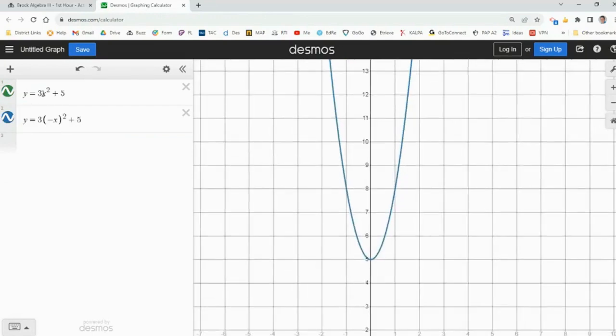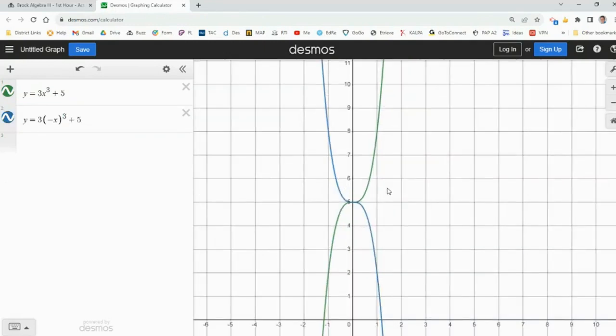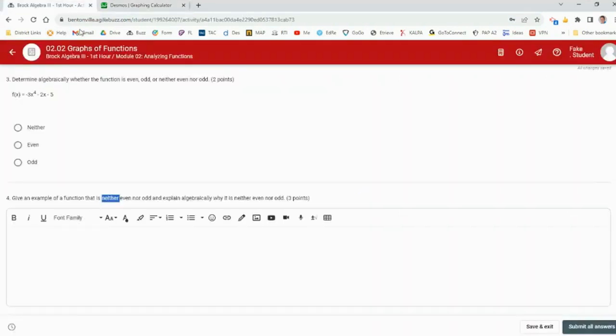This must be an even one because when I put negative x in for the x's, I got the exact same equation. If this was to the third power, and I substitute negative x, I get a different equation. I get the exact opposite equation. So I can play around with this. And then algebraically, I have to substitute negative x in and show what it equals. So, all right. There you go.